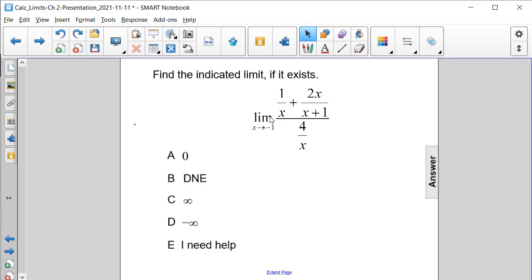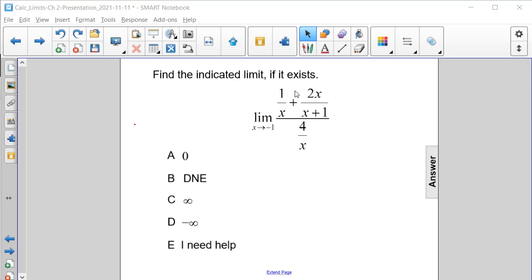Find the indicated limit if it exists. So we're finding the limit of (1/(x+1) + 2x) divided by (4/x) as x approaches -1. If we use direct substitution, the second fraction in the numerator will result in a 0 in the denominator. So we're going to have to rationalize this.